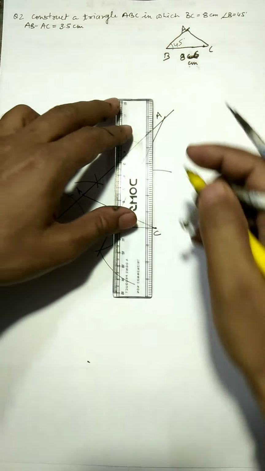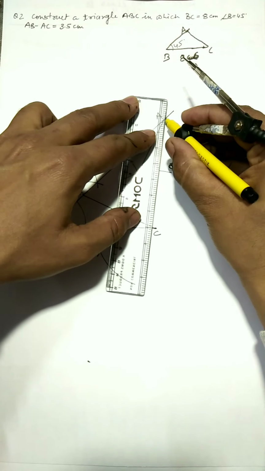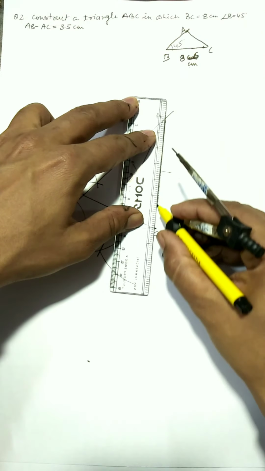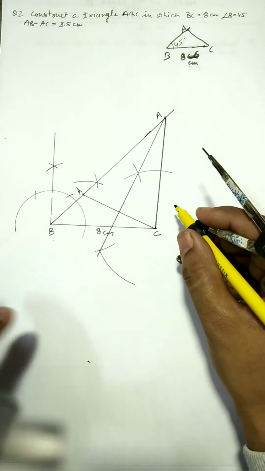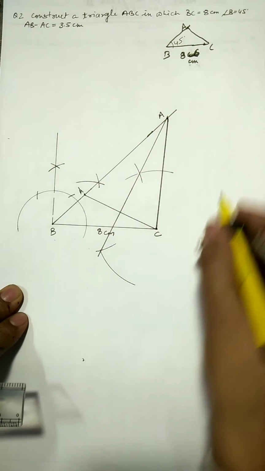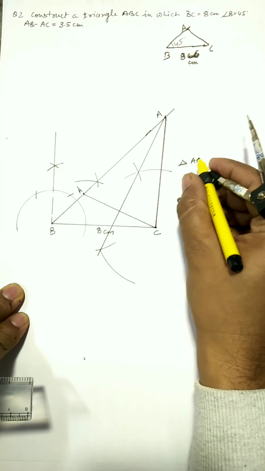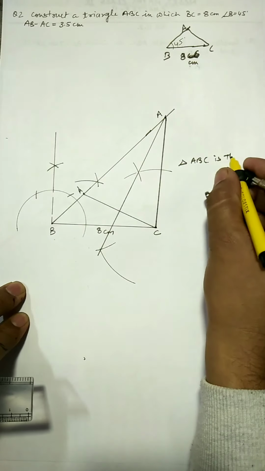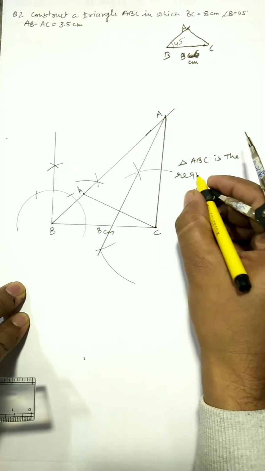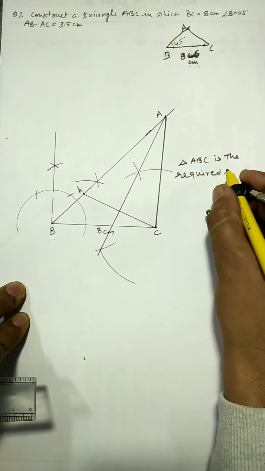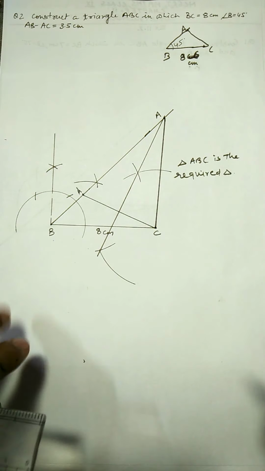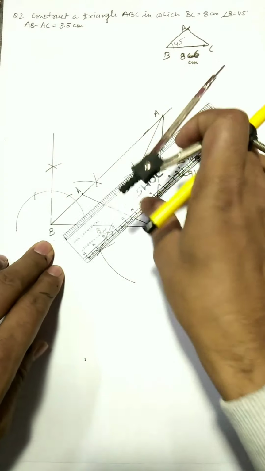Now finally you just join this A to C, and you will get the required triangle ABC. So we'll write: triangle ABC is the required triangle. Now if you want to verify your answer, you may measure this AB with the help of a scale.